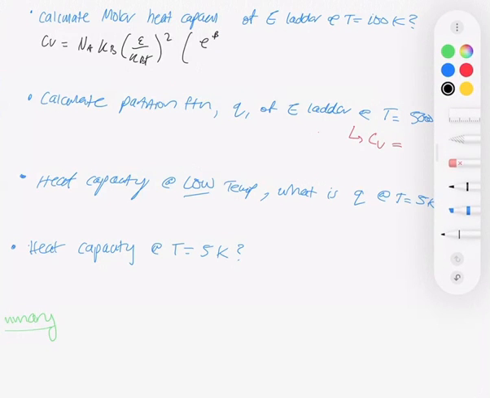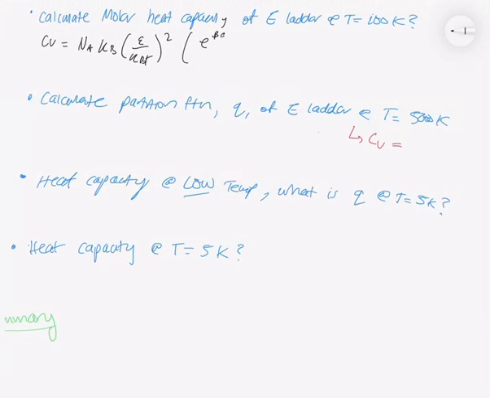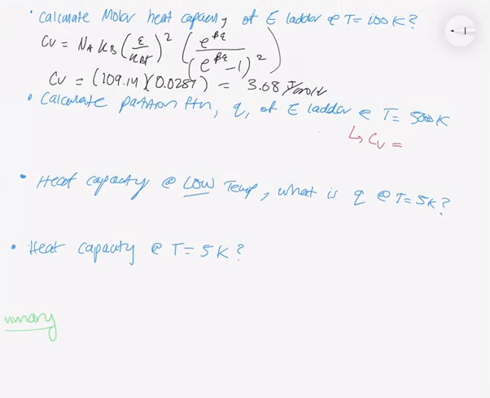And then over e to the beta times the energy level, minus 1, and the bottom is squared. To do this, you basically plug in the values here, and you get Cv equals 109.14 times 0.0281, which is around 3.08 joules per mole Kelvin. So that's the molar heat capacity at 100 Kelvin.